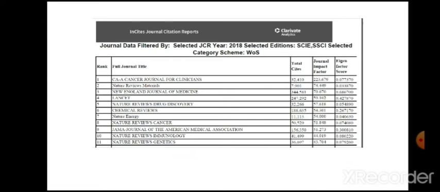So as we already learned the importance of Web of Science, that is the agency. The journals are listed in this. It is a reputed one. You can see the ranking of the journal is given in this.